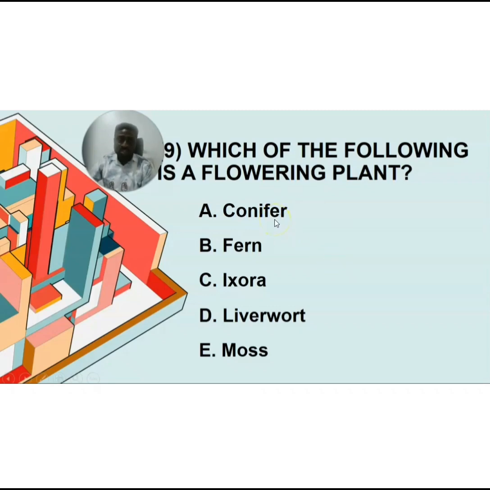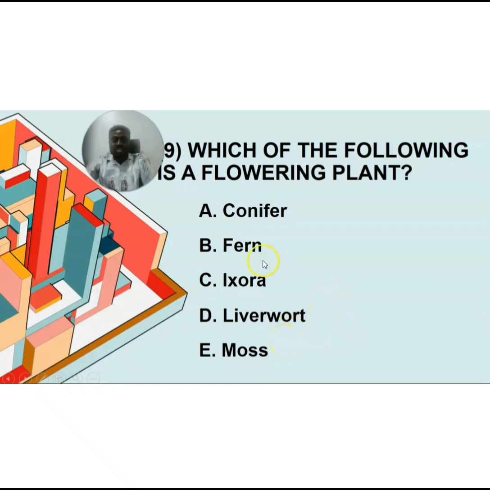So conifer is actually not a flowering plant. They produce their seeds in cones which open and the seeds spread across the ground and grow. Fern does not reproduce through a flowering means. Then ixora, of course, ixora is a flowering plant. Liverwort and moss, they reproduce by releasing spores in a structure called the sporangium.